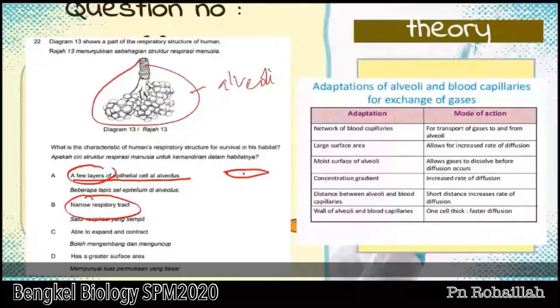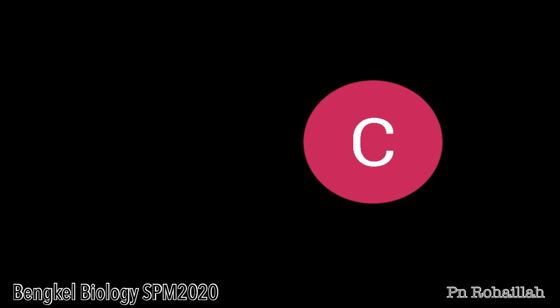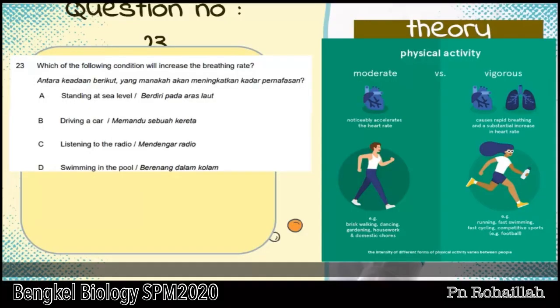Are you sure the alveoli expand and contract? No, the expand and contract ialah you punya chest tu kan? Okay. And then has a greater surface area, so the answer is D. Boleh? Okay, next. 23. Which of the following condition will increase the breathing rate? Okay. So, standing at sea, you just look at the sea? No. Driving a car? No. Listen to the radio? No. Swimming in the pool? Yes. Okay, so vigorous activity cause the rapid breath. For example, running and fast swimming.